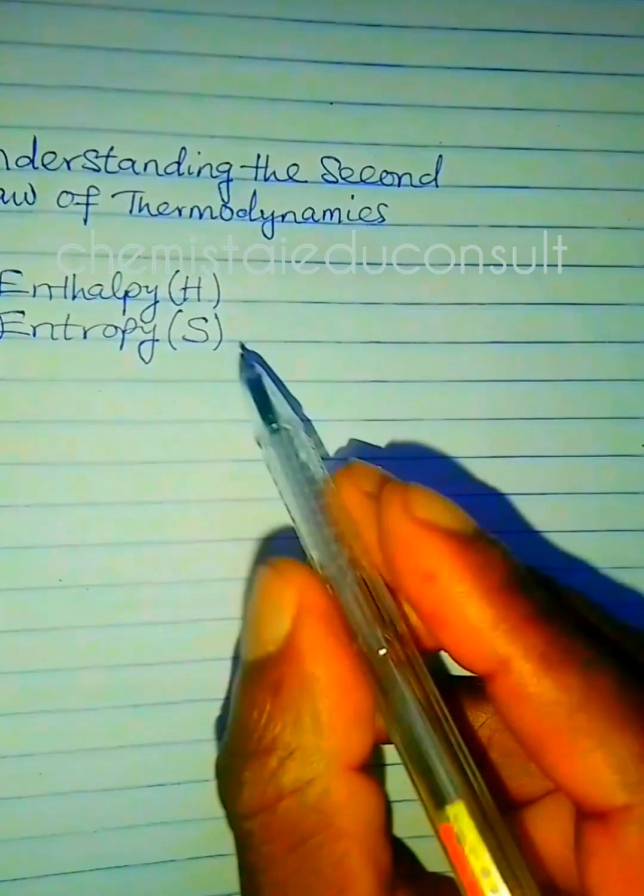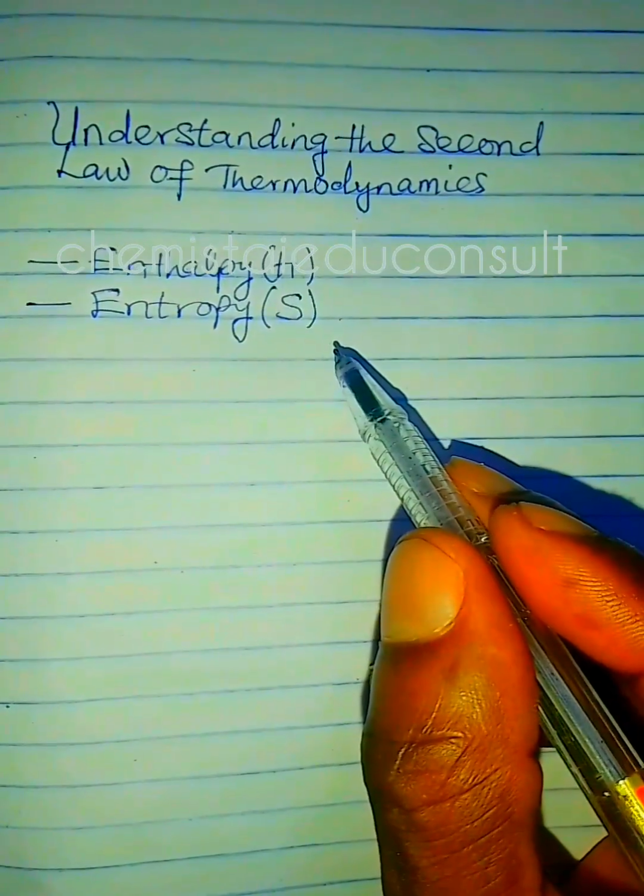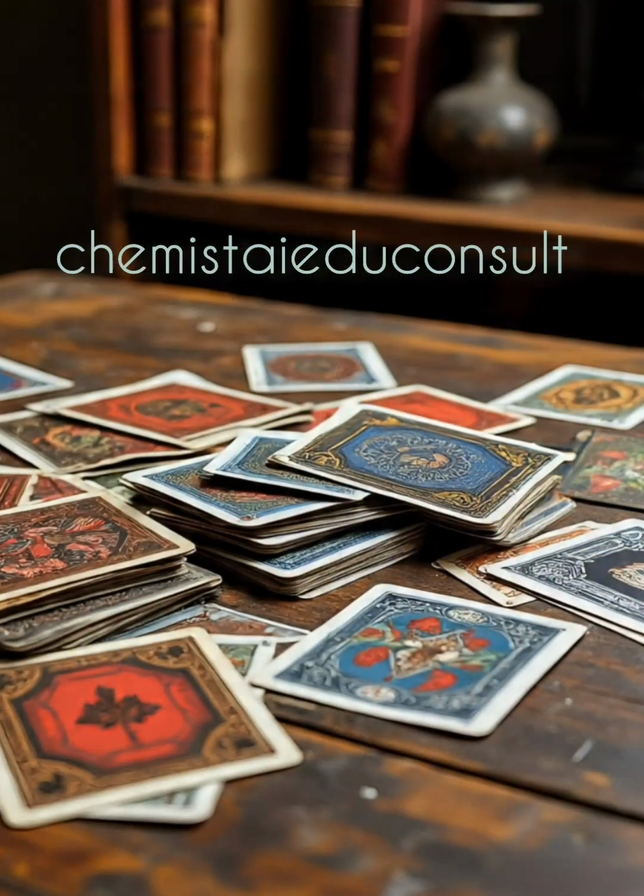Number two thermodynamic concept is entropy. Think of entropy like shuffling that pile of cards. And when you shuffle it, you will see that the energy becomes dispersed, spread out, and less organized. This spread out energy is what is called entropy.